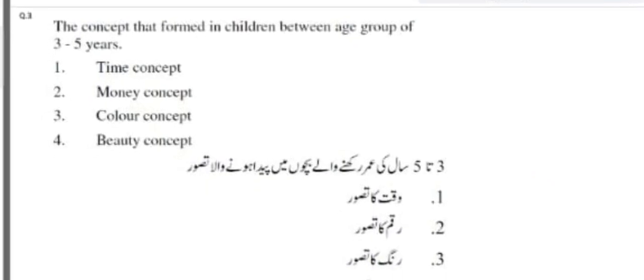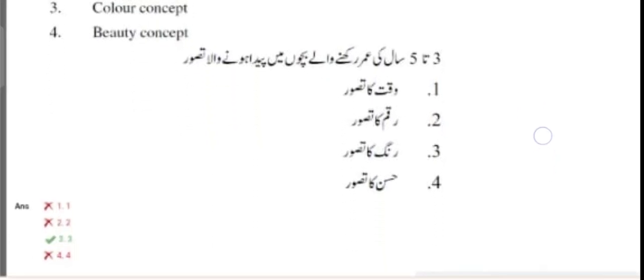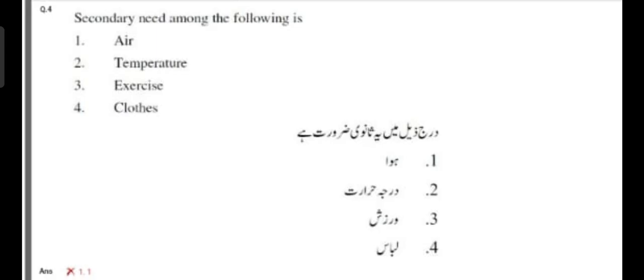The concept that is formed in children between the age group of 3 to 5 years. So options are time concept, money concept, color concept, beauty concept. So the answer is color concept. Let's go with the fourth question.